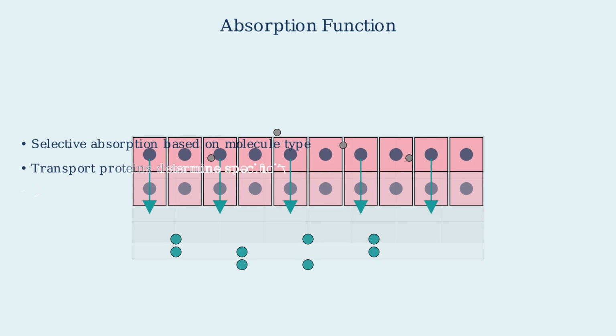This selective absorption ensures that only specific molecules enter the body, while others remain in the lumen. The stratified nature of the epithelium provides a robust transport mechanism while maintaining the protective barrier function.